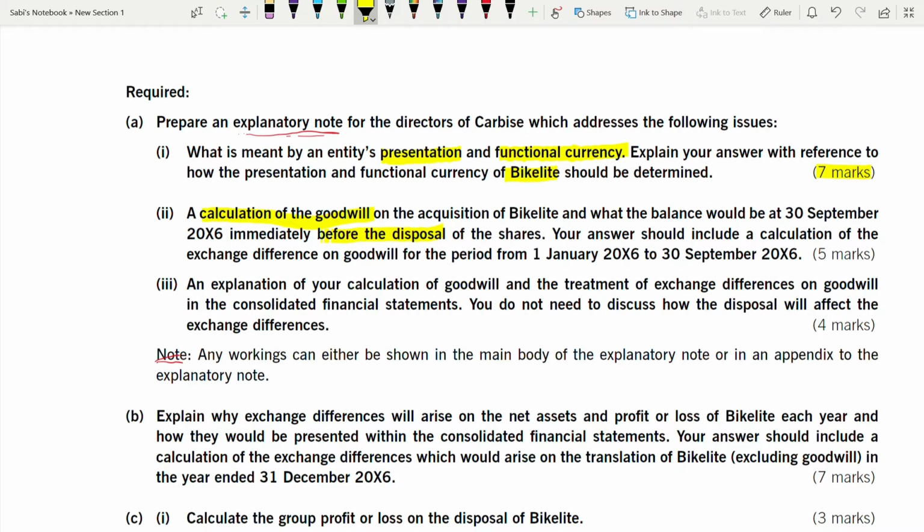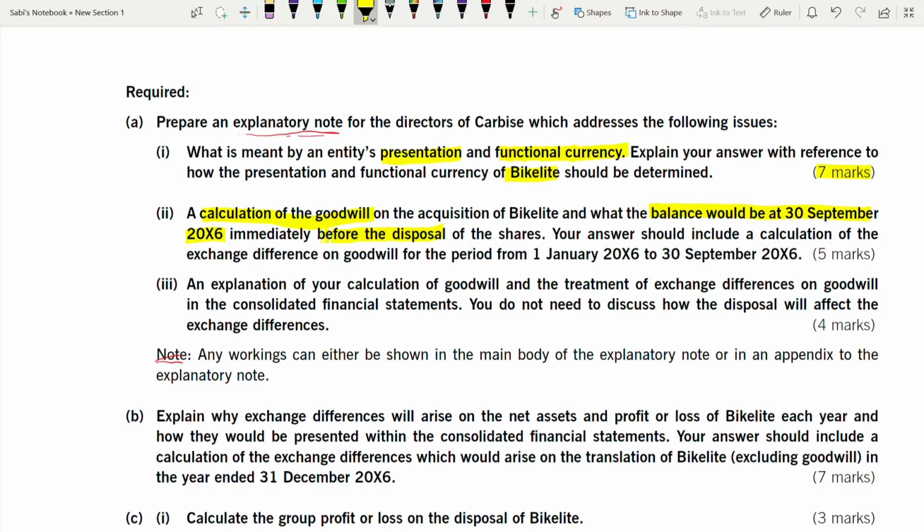right? And the balance would be at 30th September 2006. Date is very important for goodwill. The date is given because you are given the exchange rate on different dates. You are given an average, closing, opening. You have to decide which exchange rate you are going to use. Your answer should include a calculation of the exchange difference on goodwill. So usually when exchange rates are there, there will be exchange differences. So that also has to be included.